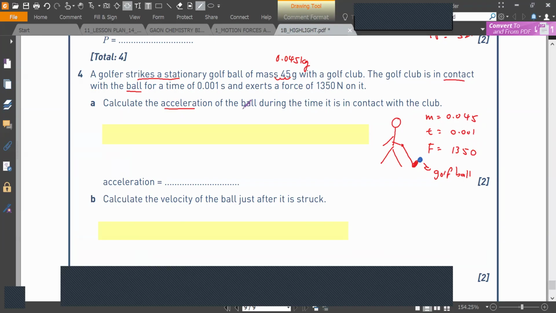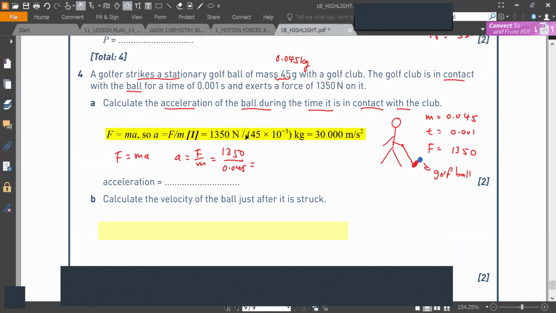Calculate the acceleration of the ball during the time it is in contact with the club. For this one, we can use a simple formula based on the information: F equals ma. So we want acceleration a equals F over m. F is 1350, m is 0.045.